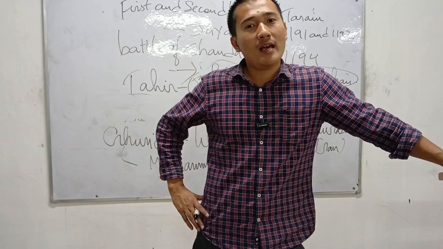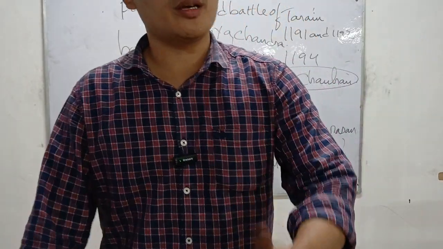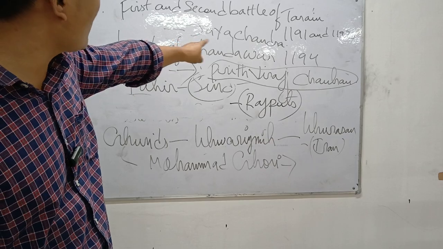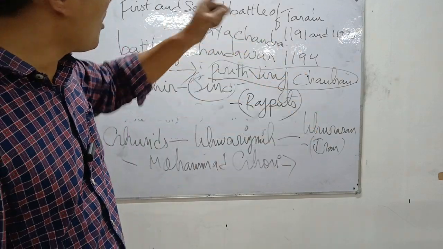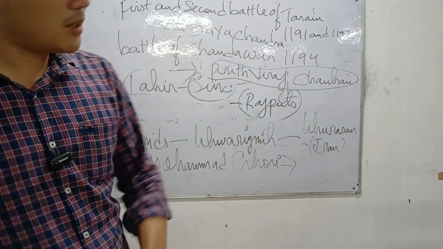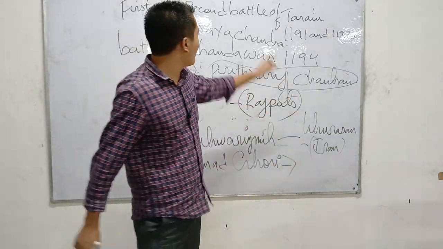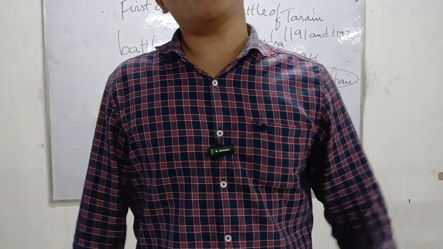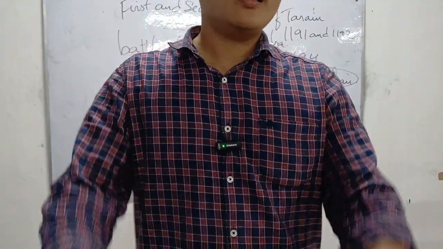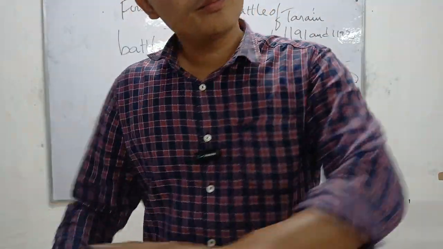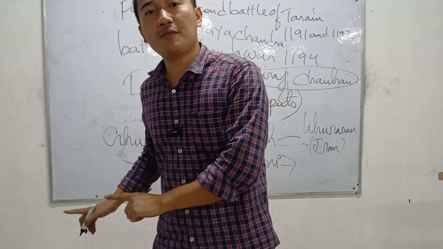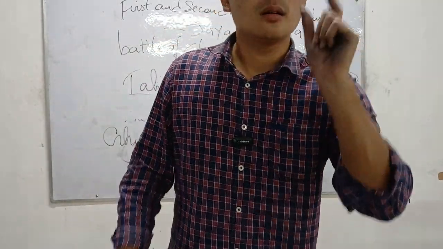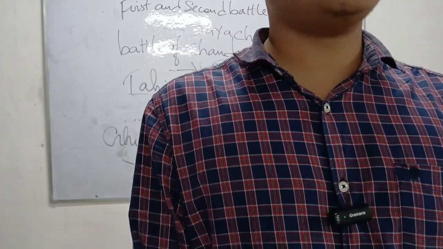And lastly, he had to fight one more Rajput king, in the Battle of Chandawar. The Battle of Chandawar was fought in 1194 between Muhammad Gauri and Jaya Chandra. This is often asked in the exam. Jaya Chandra is a Rajput king who fought with Muhammad Gauri, and in this battle in 1194, Muhammad Gauri completely defeated Jaya Chandra. And this is how Muslim rule was established in India.